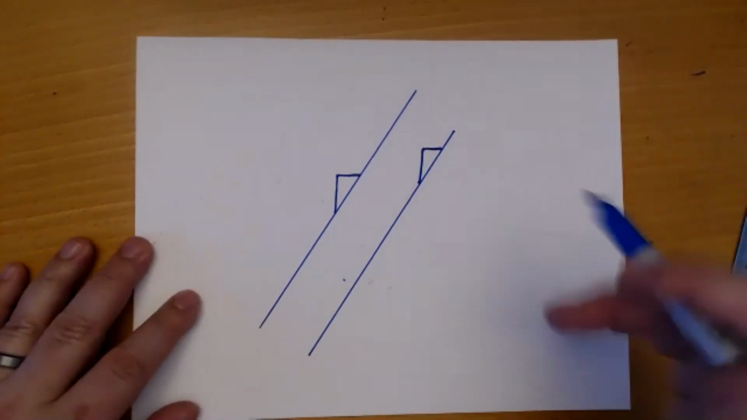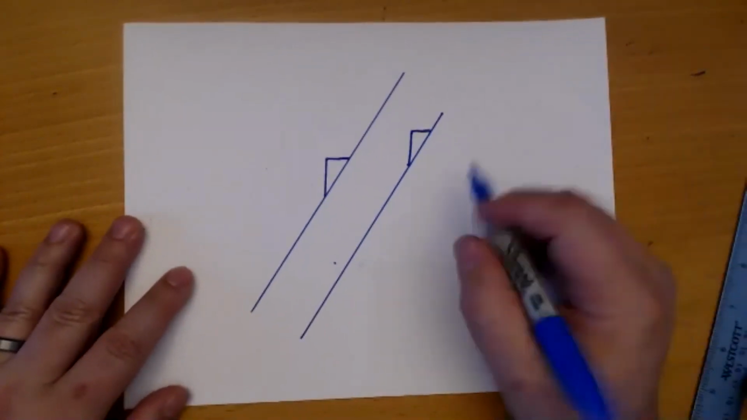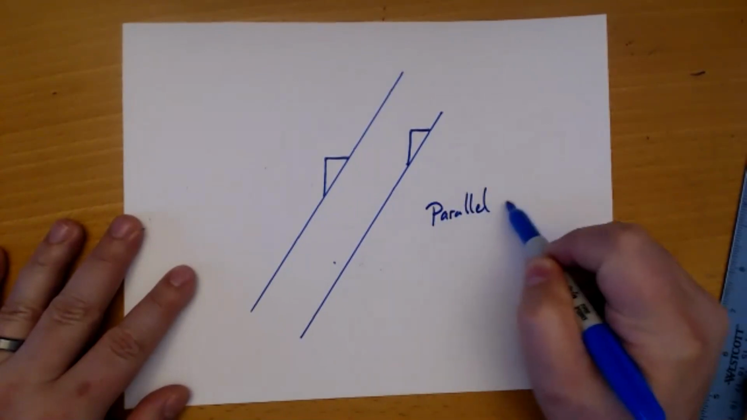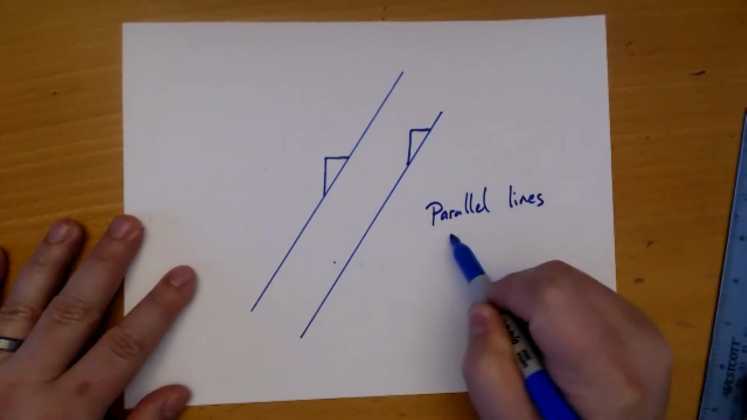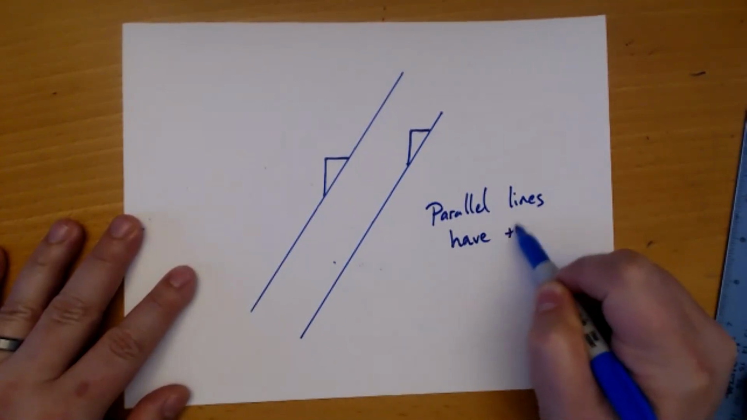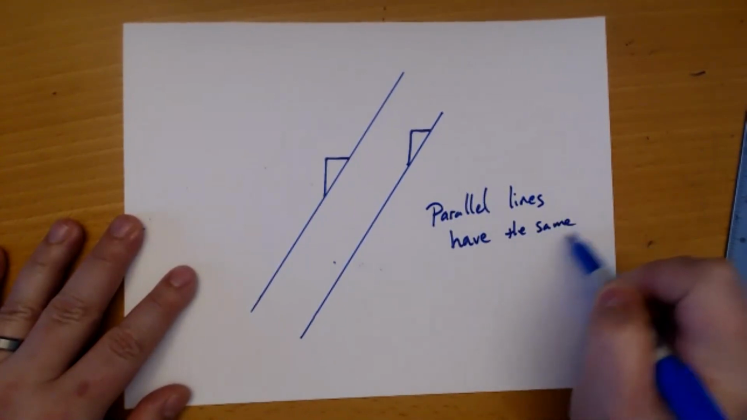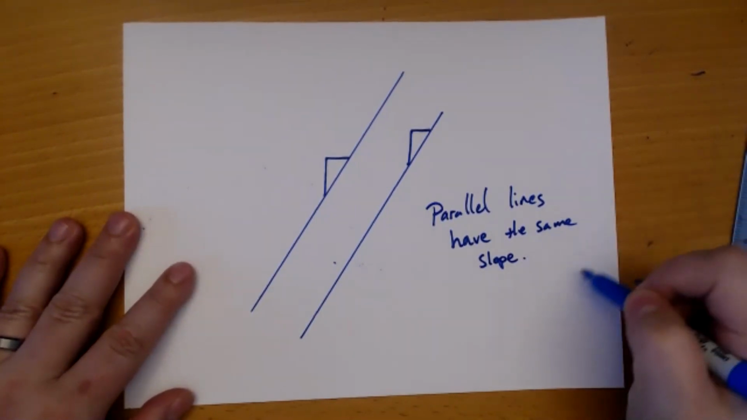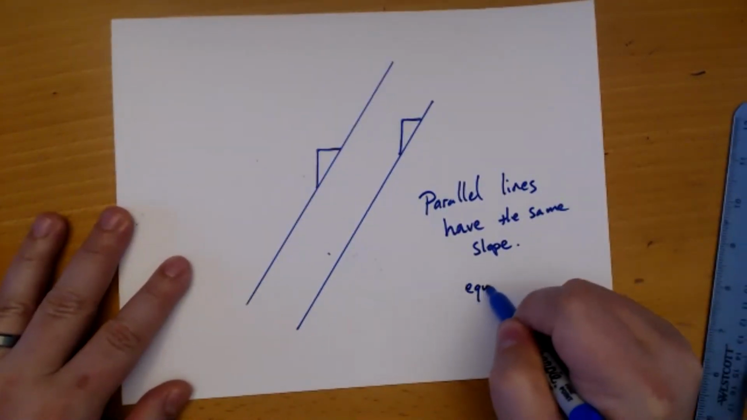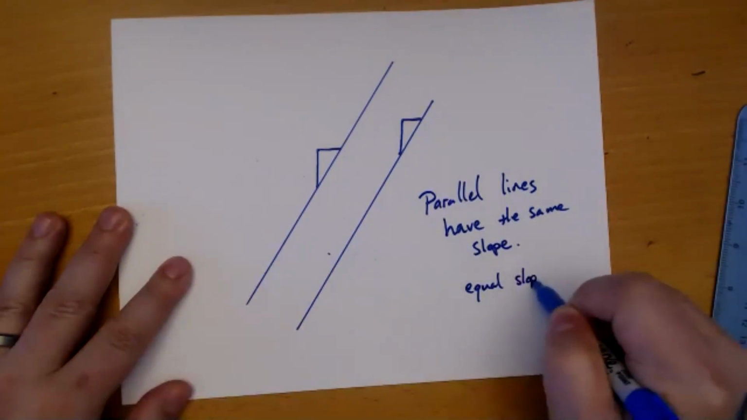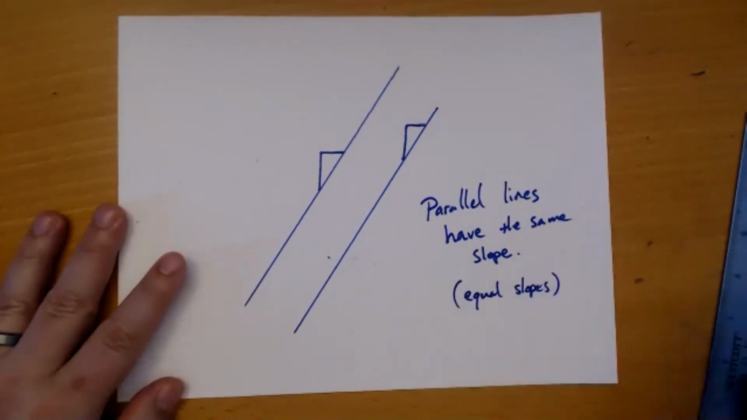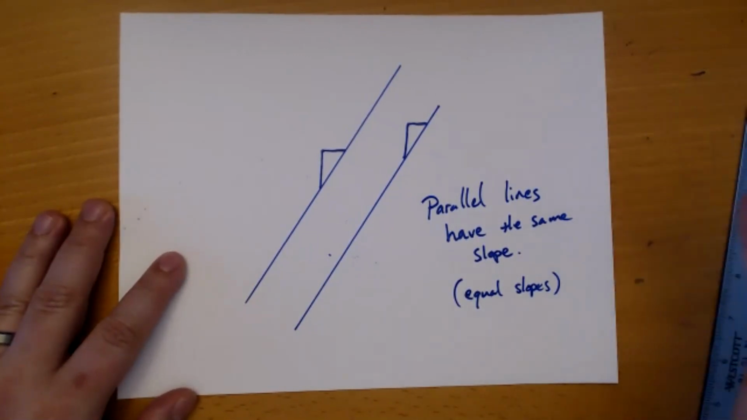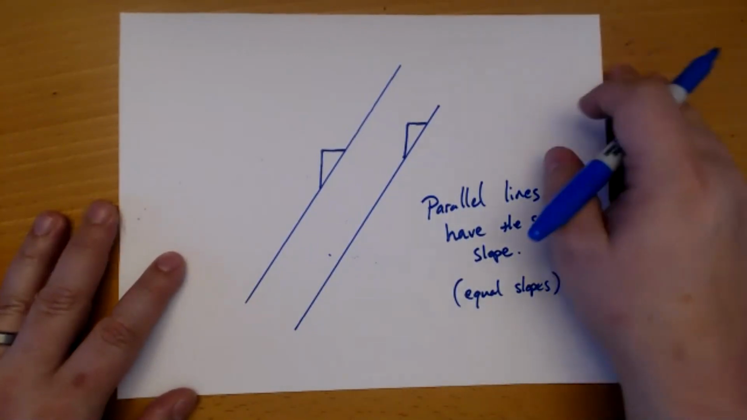So this is the big idea with parallel lines: parallel lines have the same slope, or you could say equal slope. That's important. Write that down. You need that for your homework tonight.